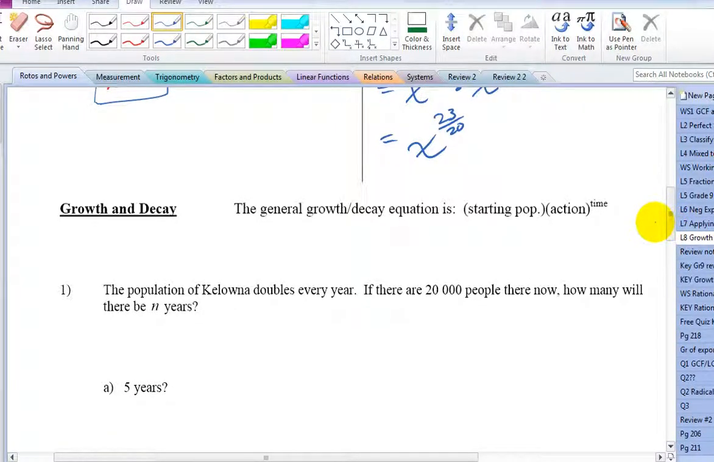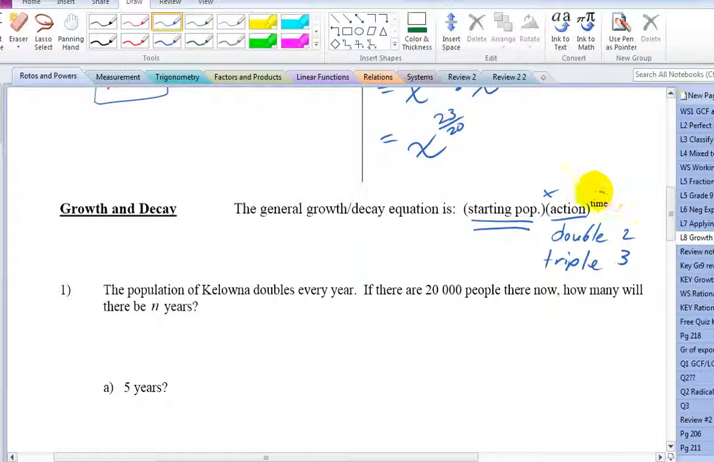Okay. Growth and decay. You've seen a little bit about this last year, just the very basic. So sometimes you can just caveman this, but there is an equation. By caveman, we just figure it out, going down the numbers. So what we have is a starting population times an action. The action can be double, which would mean that's a 2. Or if it's a triple, that would be times 3.